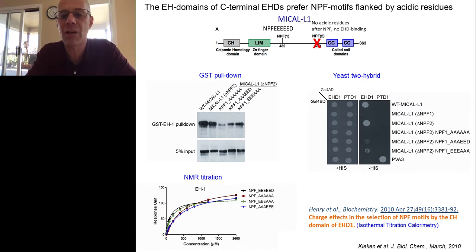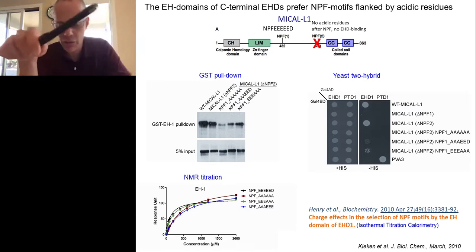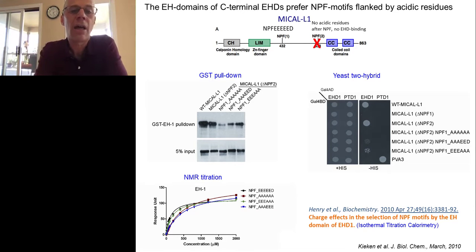And then again, the same thing, when we knock down the acidic residues, we lose the binding. We knock down the first three acidic residues, lose most of the binding. Knock down the second three acidic residues, we lose some, but not all of the binding. So very consistent. And in agreement with that, we did further NMR titration studies, and I won't go through this, but just say that the titration curves fully support the data from the 2 hybrid and GST pull-down studies, showing that essentially these acidic residues following the NPF are needed for optimal binding affinity in this assay.